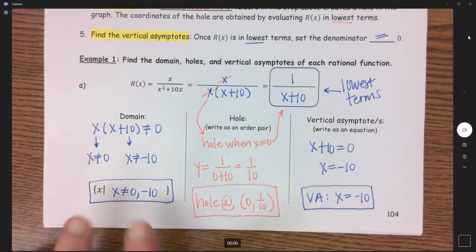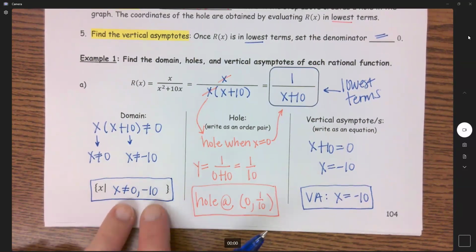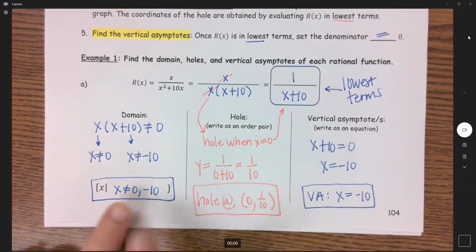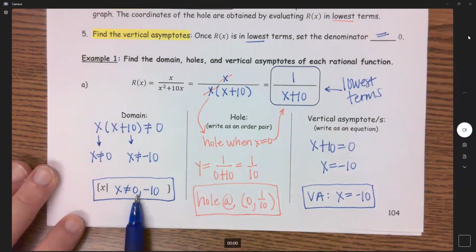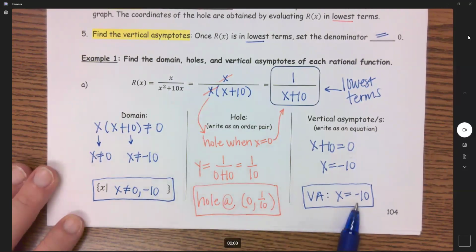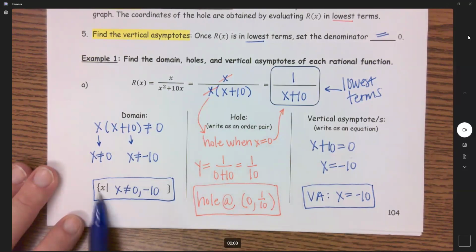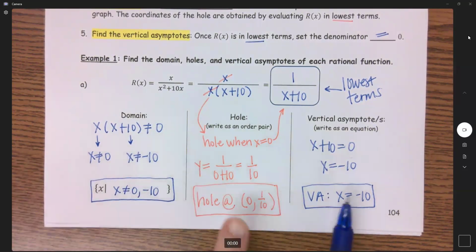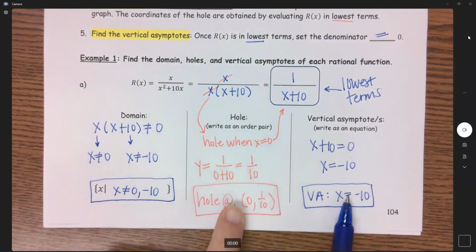Okay, and so you can see here, my domain said that x cannot equal 0 and -10. Well, why can it not equal 0? Because at 0, we have a hole. And why can it not equal -10? Because at -10, we have a vertical asymptote. Whatever my domain says it cannot equal, that's going to be made up of holes and vertical asymptotes.